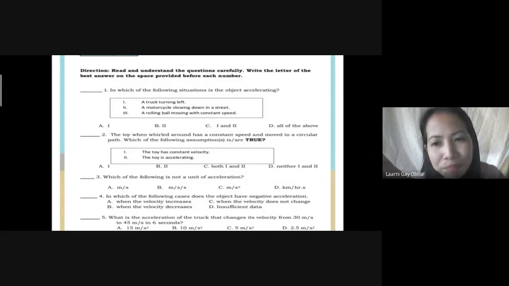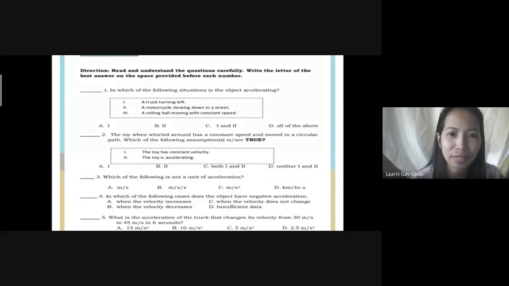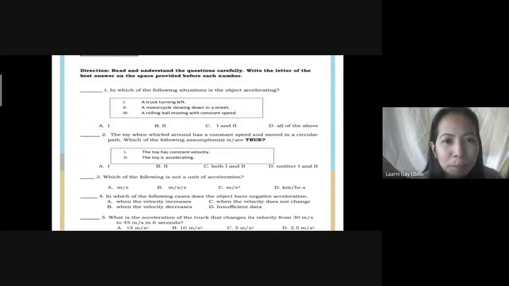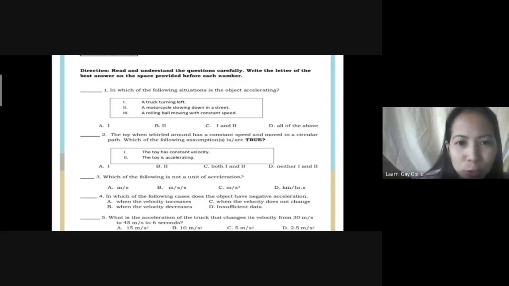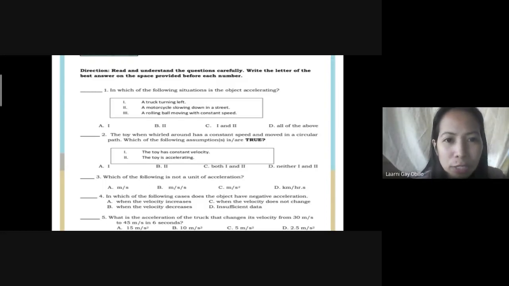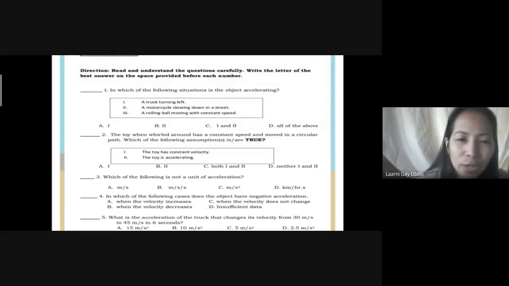Choose one. Don't worry, hindi binabaril. Letter D, all of the above. Sige. Answer is letter D. Okay, pwede rin ng rolling ball moving with constant speed kasi pwede rin naman magbago ang kanyang direction. So, pwedeng may change in acceleration. A motorcycle slowing down in the street, may acceleration yun kasi bumagal. And a truck turning left since nagbago na yung direction. Okay, answer is letter D.